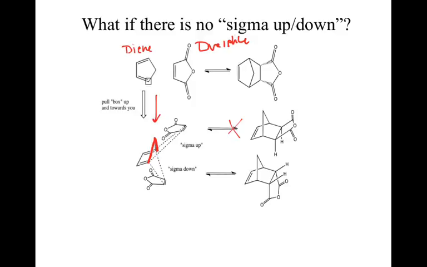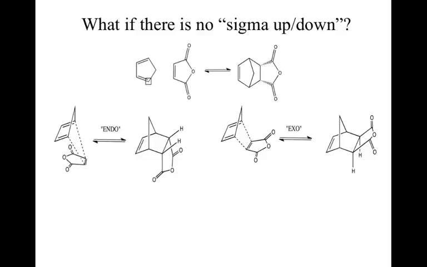But let's look at that again. Okay. You'll notice that in both cases, the sigma up and the sigma down, the oxygen on that ring is pointed the same direction. Does it have to be?